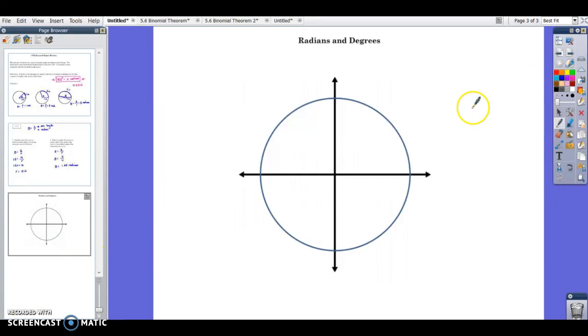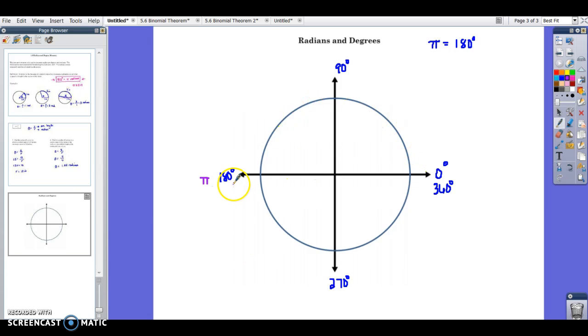Okay, I want to talk about radian measure and degree measure and how we can easily move back and forth between the two. Remember that we said pi is equal to 180 degrees. So if I'm looking at a circle, here is 0 degrees, here's 90 degrees, here's 180, here's 270, and here's 360. So if pi is equal to 180 degrees, that pi would be here.